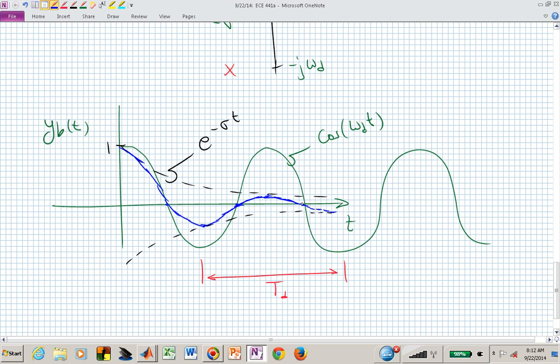The blue curve is then this decaying exponential. Is that a little bit better? And it's impacted by the real part of the two poles. That gives us how fast it's damping. And it's influenced by how much it's oscillating by the cosine piece.